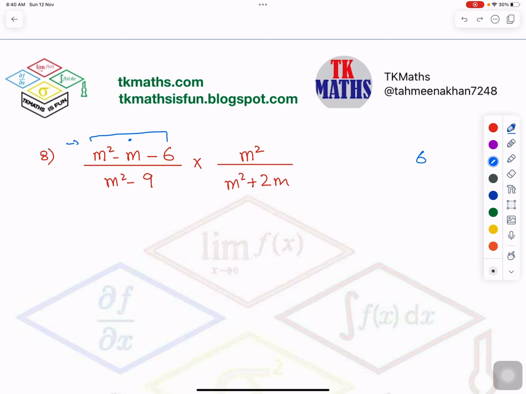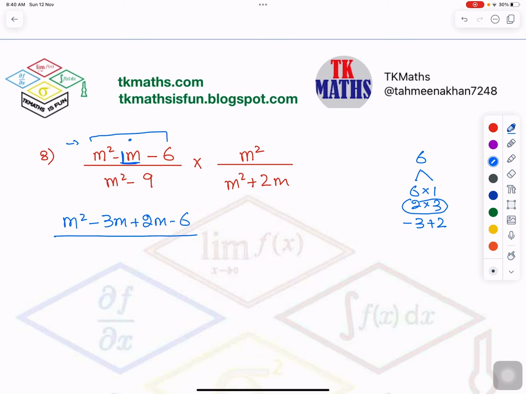Okay, so now 6 times 1 is 6, and the factors I can make out of it are these. Which one will give me 1? Because the coefficient here is 1. It is this pair. And because it is minus 1, it should be minus 3 plus 2. So now the numerator will become minus 3m plus 2m minus 6. This is usually called middle term breakup.